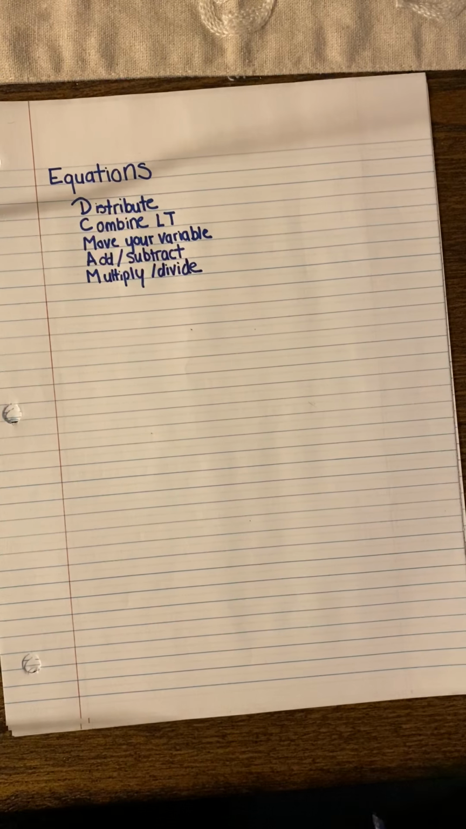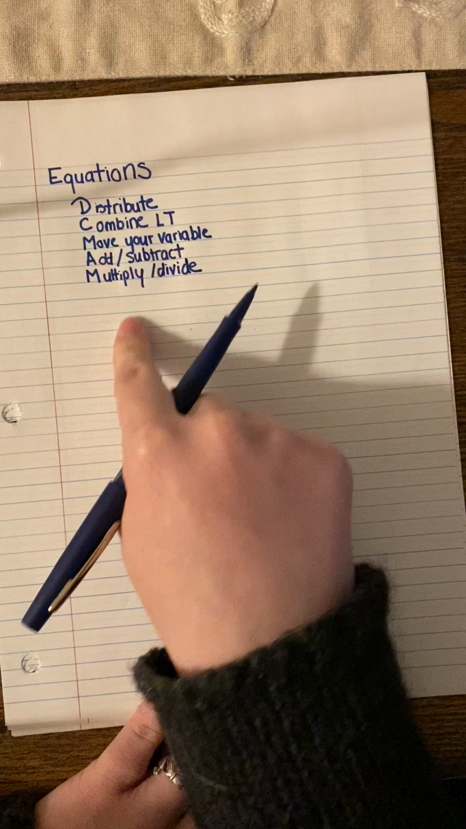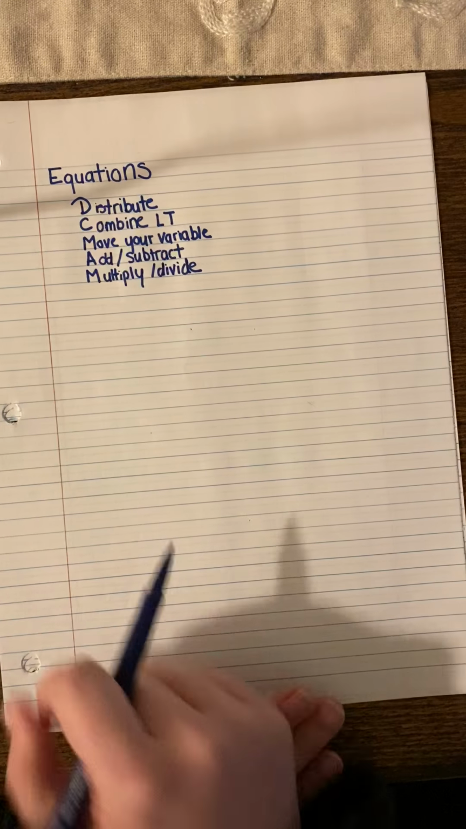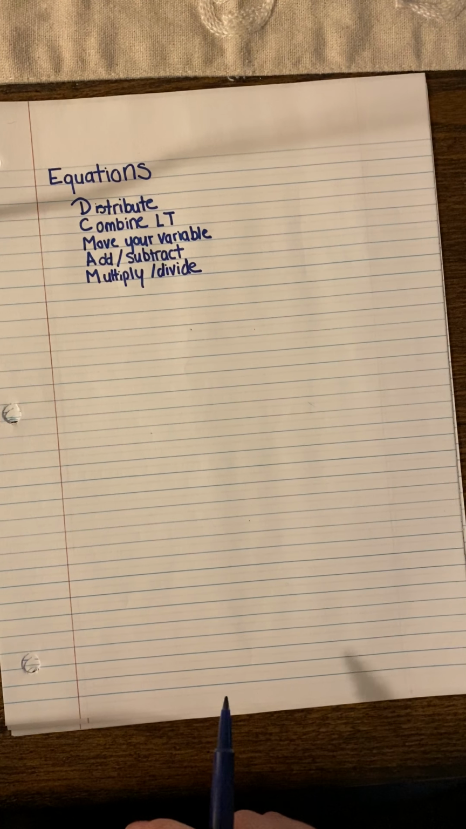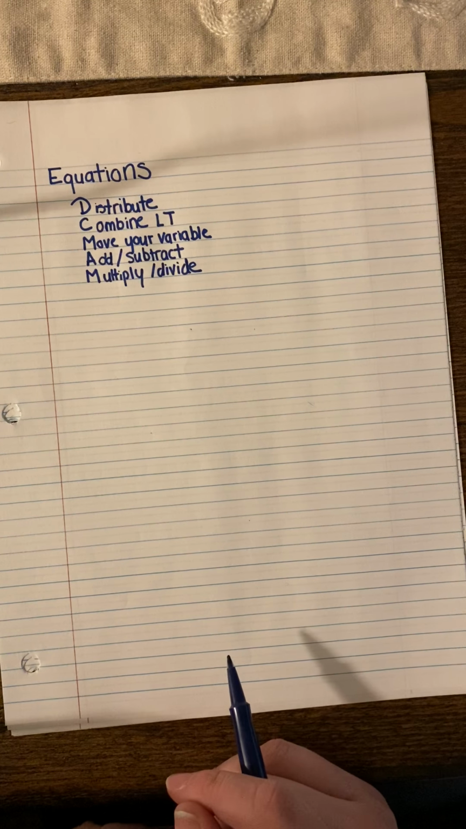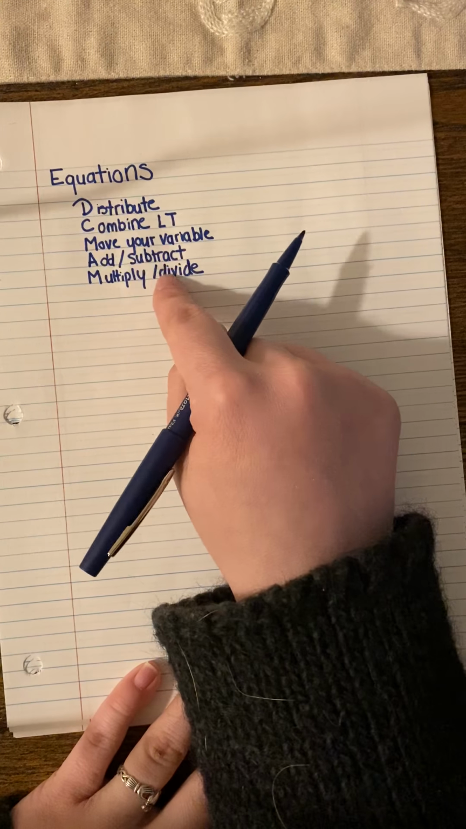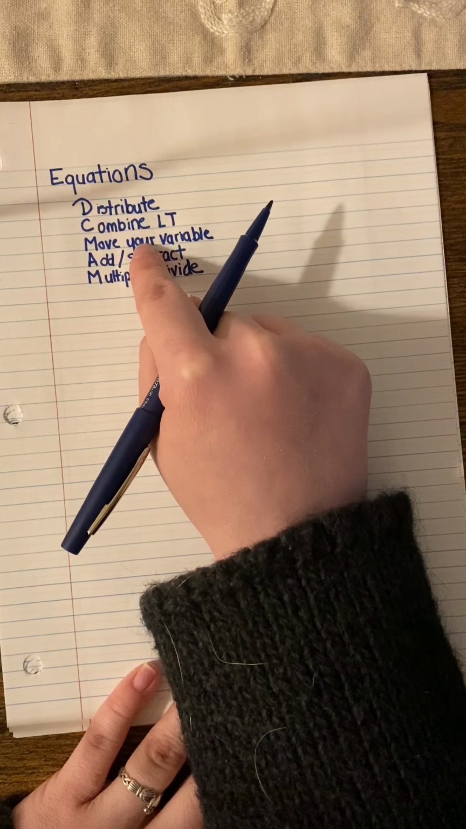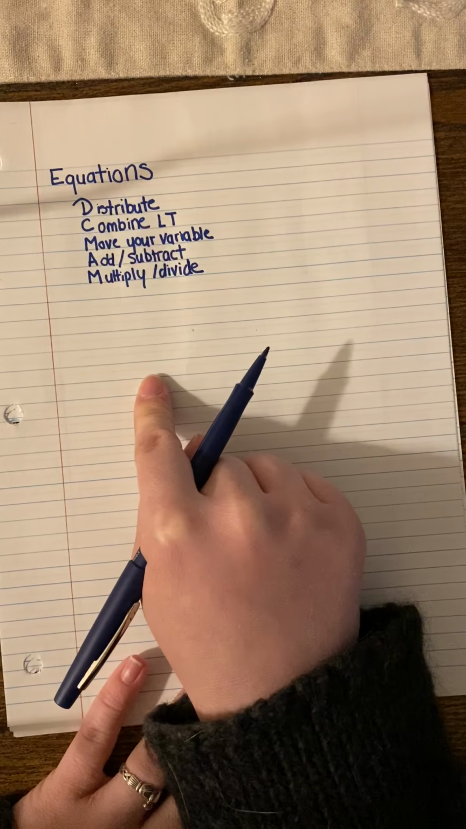So these are the steps we are going to take. We are going down this row. We're going to distribute, combine like terms, move your variable, add, subtract, multiply, or divide. Depending on our equation, we may not do all of these steps. We may skip a step, okay? Like for a one-step equation, we're either going to do adding or subtracting or multiplying or dividing. For a two-step, we will do both. But for multi-step, we could do all of these, okay?